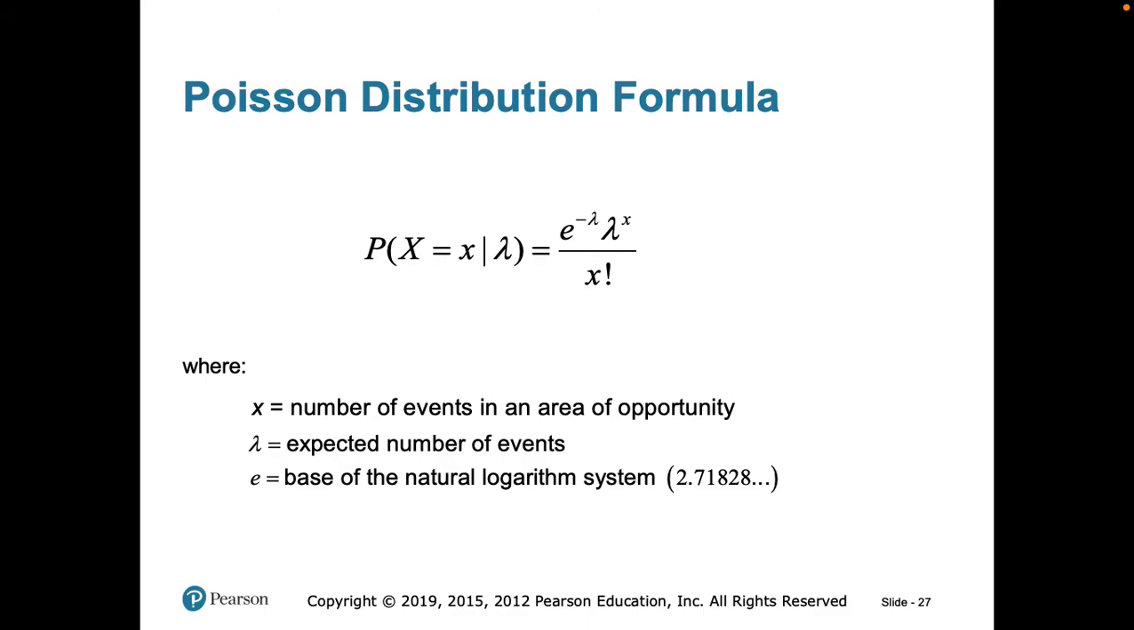Okay, here is the formula for the Poisson distribution. We have e to the negative lambda, then lambda to the x power, divided by x factorial. In this case, e is the base of the natural logarithm system, the 2.71828 that is rounded off. The number continues to infinity, but that's the natural logarithm system.